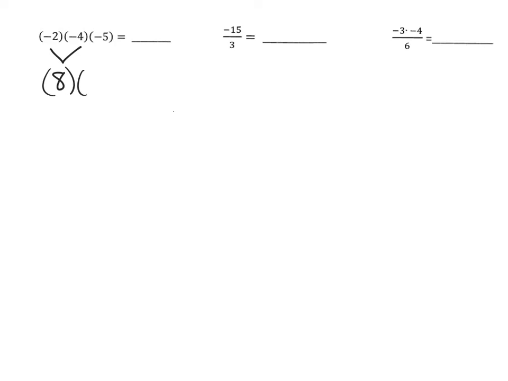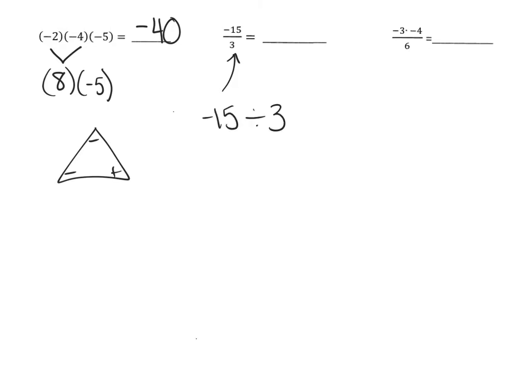So I have 8 times negative 5, and then 8 times negative 5 is going to give me a negative 40. Okay, and you can always do your triangle, and a positive times a negative gives me a negative. Okay, next I have negative 15 divided by, remember these fractions just mean that it is division. It can be rewritten as negative 15 divided by 3. So that's going to give me a negative 5 because I have a negative divided by a positive, different signs.